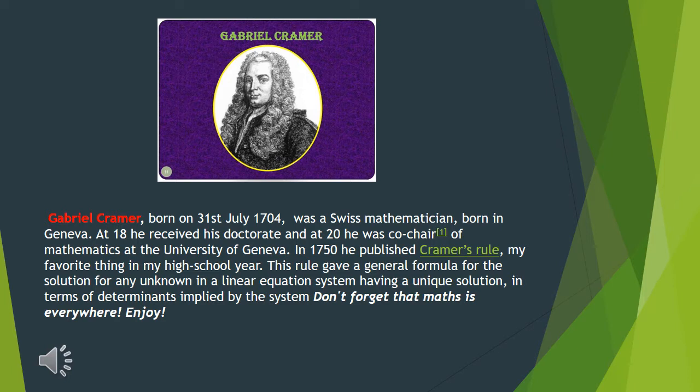He was born in Geneva. At 18 years of age, he received his doctorate, and at 20 years of age, he was a co-chair of mathematics at the University of Geneva. In 1750, he published Cramer's rule, and that was my favorite thing in my high school years.